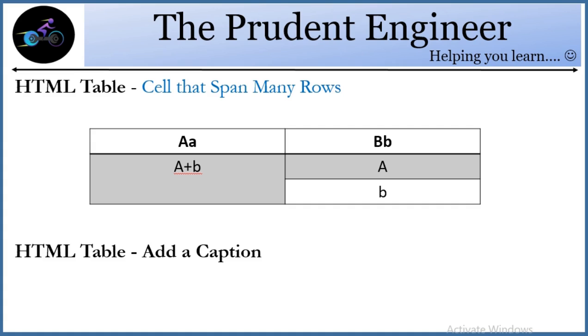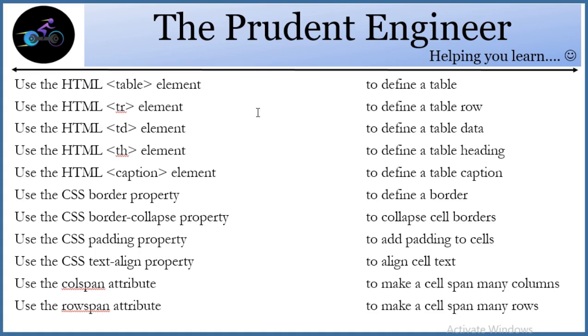So this is all about HTML tables. We'll just take a quick review of what we have studied. We use a table element to generate a table, tr tag to define a table row, td to define table data, th to define table headings, and caption element to define table caption. We use the border property, the border-collapse property, the paddings, the text-align property, a colspan attribute to make a cell span into many columns, and a rowspan attribute to make a cell span into many rows.